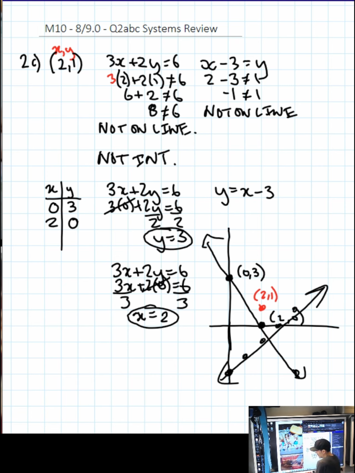So those are going to be the three types of idiosyncrasies that you can see with respect to points being on the line, on the other line, or not, and whether or not it is the intersection, therefore.